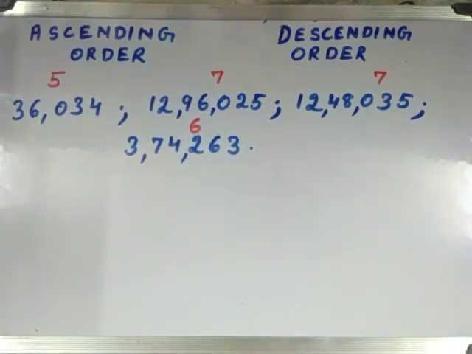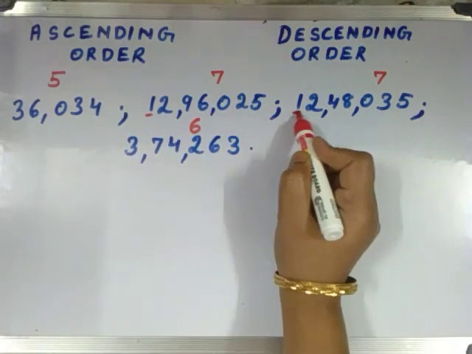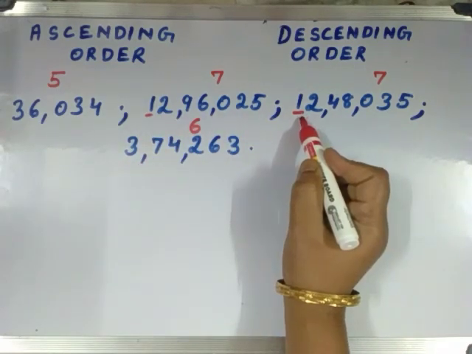Now decreasing order means start from the largest number, end with the smallest. Now 5 digit number is there, 7 digit number is there, 6 digit number is there. Which is the greatest? The greatest is the number which is having 7 digits. But in this case, here we have two numbers which are having 7 digits. So if the digits are same, what shall we do? We should compare the first digit of the number. Here it is 1 and here also it is 1. So they are same.